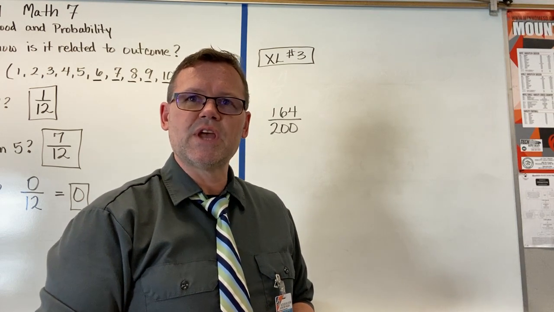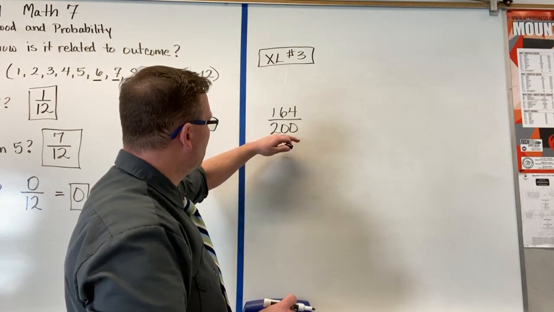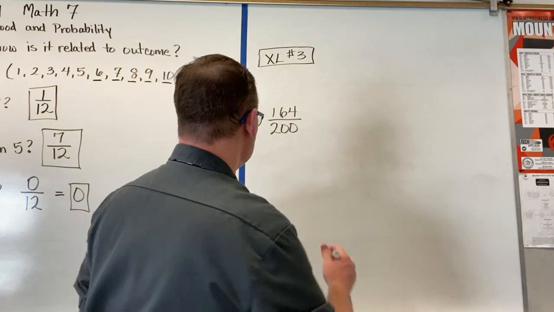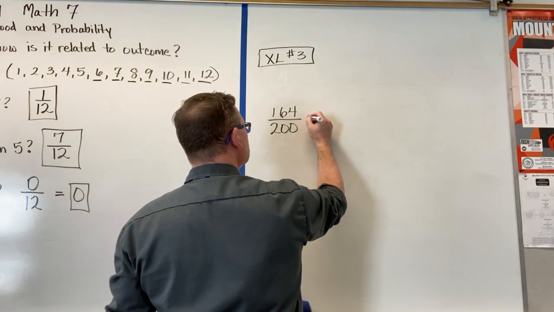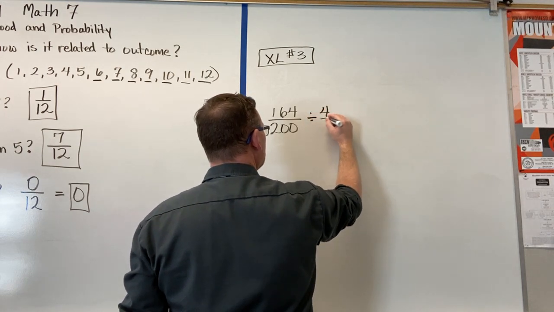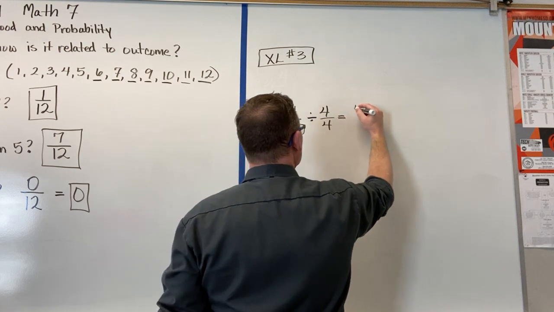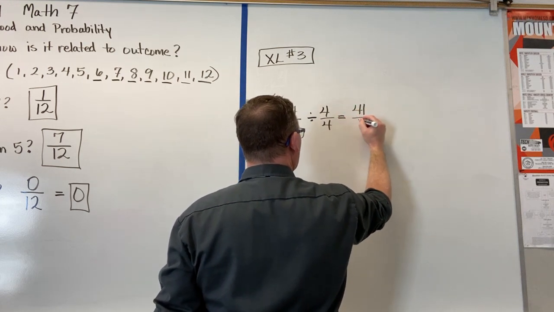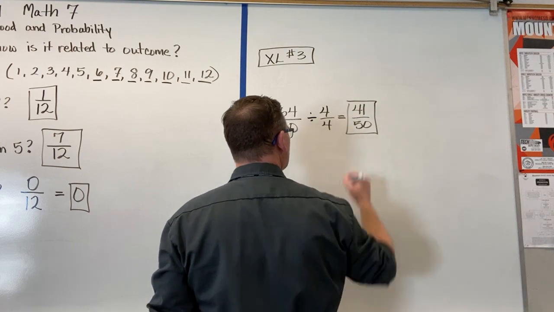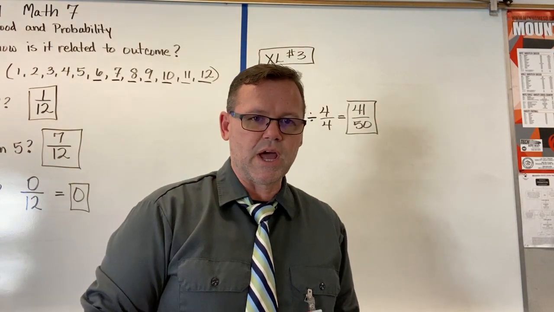And so what they're saying is, we look at this and I realize that both of them are even numbers. So what I need to do is at least divide by 2. Now it's okay if you do this more than once, but I already know we divided by 4. So I'm going to divide both of these by 4. We get 41 over 50. That's our actual probability. When they have you punch it in, it's going to be 41 out of 50.